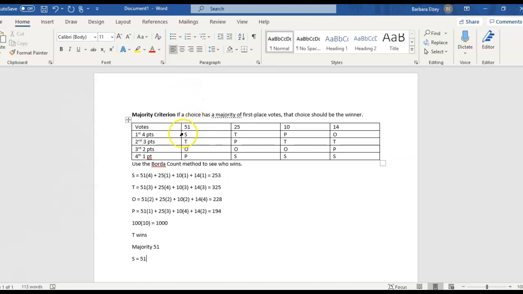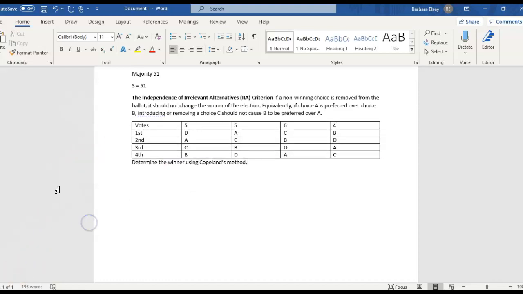If we look right here, S would get 51. So S should win, but by the Borda count, T wins. So this violated the majority criterion, and our Borda count can violate that majority criterion, and that's one of the problems with it. So let's look at our last fairness criterion, the independence of irrelevant alternatives criterion.